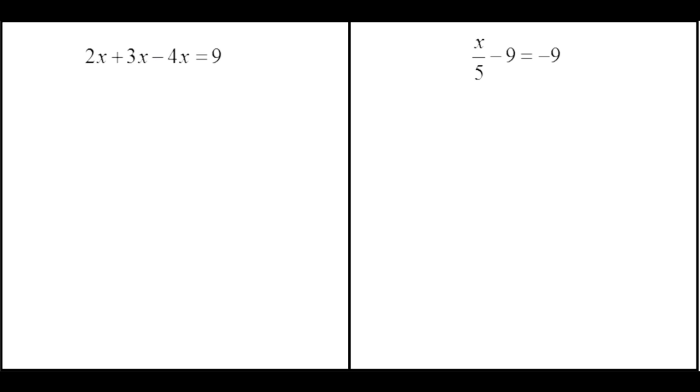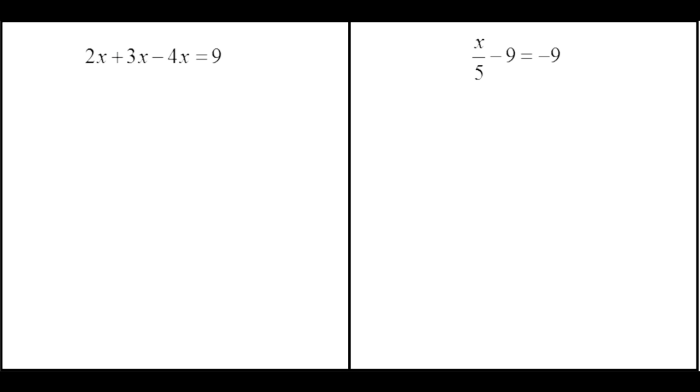Now the last two problems that we have, again, don't be alarmed by what you see with the left-hand equation. Go through something that we've done before, and it will take you to an answer fairly quickly. And also then on the right-hand side, for x divided by 5 minus 9 is equal to negative 9. Go ahead, solve both equations, come back when you are ready to go through the solutions.